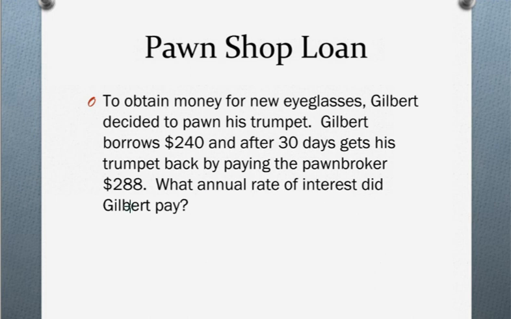If we count that processing fee as interest, meaning money you're paying to use someone else's money, let's figure out what that looks like. He's going to borrow 240 and pay back 288. So how much extra money did he pay back? The extra money is what he paid back minus what he borrowed. You see, he ended up paying $48 extra.